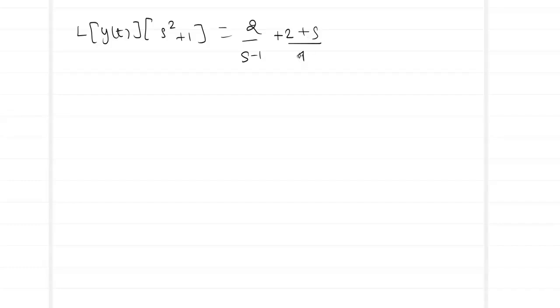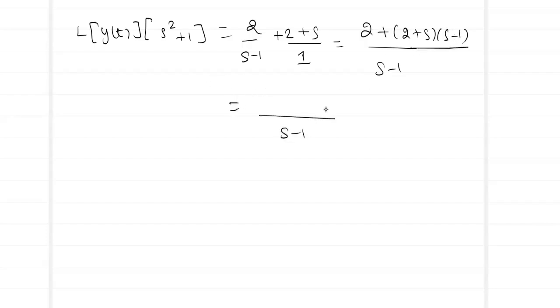So this has denominator as 1. Let me take s minus 1 as a common quantity as LCM. It is 2 plus s times of s minus 1. Let me take the LCM. So this gives me the quantity s minus 1, 2 plus 2s plus s square. The next term 2 into minus 1, so this is minus 2 and this is going to be minus s.